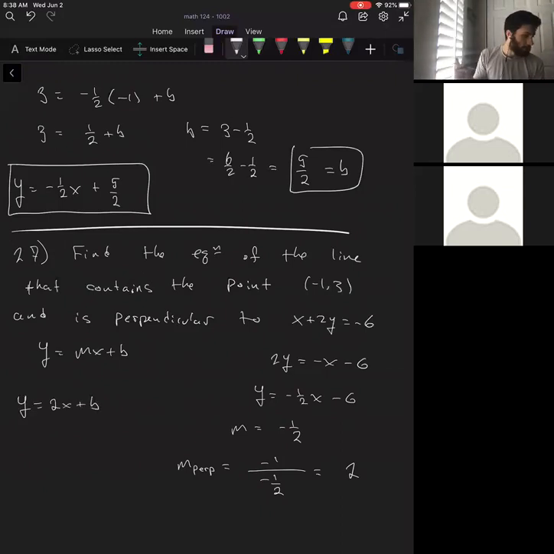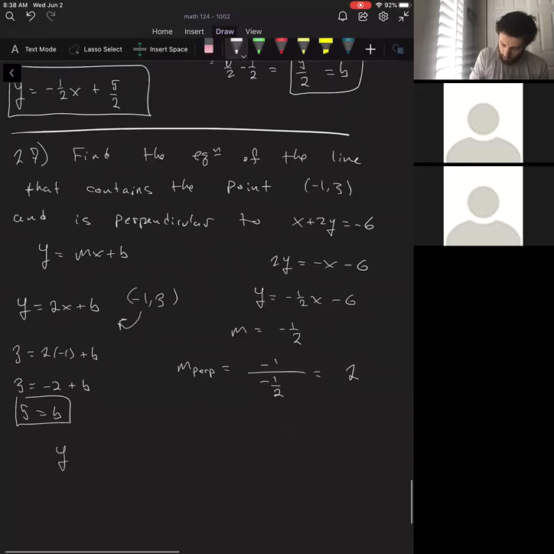Now we take our point, minus 1, 3. In order to find b, we plug that into this line over here. We get 3 is equal to 2 times minus 1 plus b. So 3 is equal to minus 2 plus b. If we add the 2 over, we get 5 is equal to b. And so now we know our line is going to be y is equal to 2x plus 5.